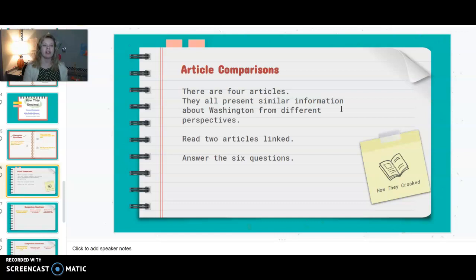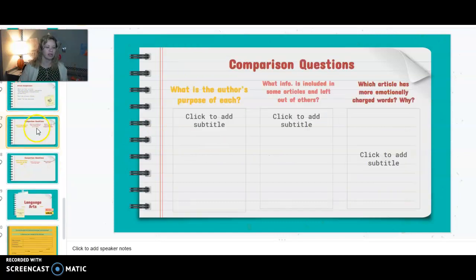And so you need to read 2 of them, right? And answer the 6 questions, because I want you to compare the articles, compare their differences. What do they do to persuade you to feel a certain way about that concept about George Washington? All right. So what is the author's purpose?